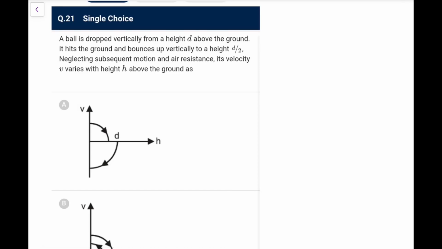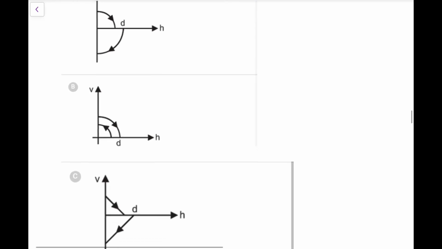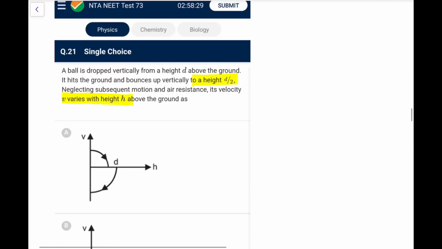Next, a ball is dropped vertically from a height d above the ground. It hits the ground and bounces up vertically to a height d by 2. Neglecting subsequent motion, its velocity varies with height h above the ground as. So above the ground is taken as positive. First of all, when you drop it, the velocity would be downward, so it should be negative initially.